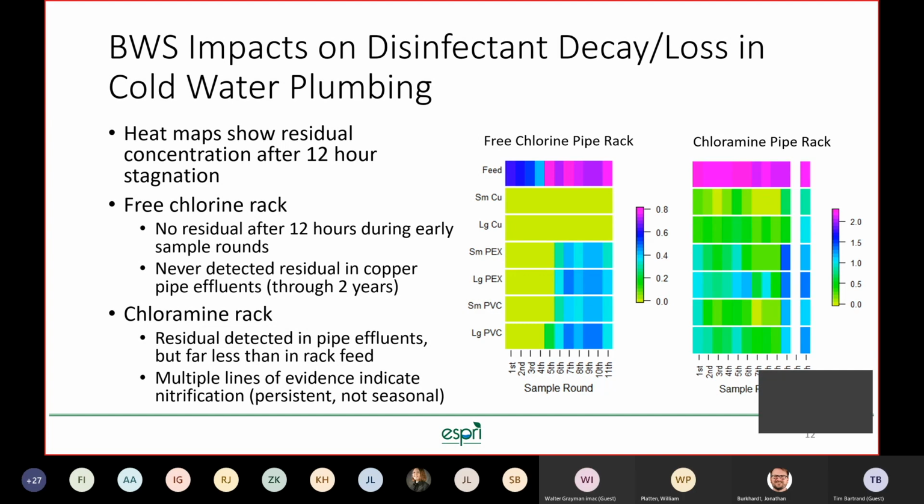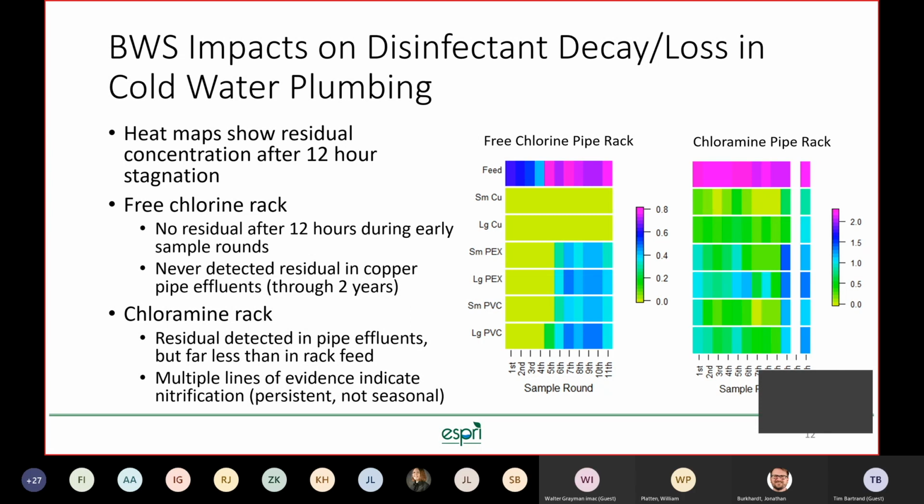On the free chlorine rack, the heat map on the left, you can see the light colors, that yellow color. There was no residual in the copper pipes ever. And this continued on for 2 years. We expected demand on the copper pipes for some time. We did not expect it to continue on for 2 years. And this is the residual after only 12 hours of stagnation. We saw a significant decrease in the residual over 12 hours for all of the plastic pipes.